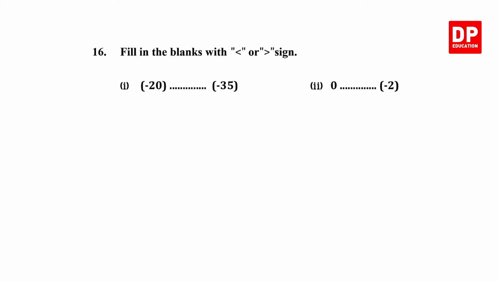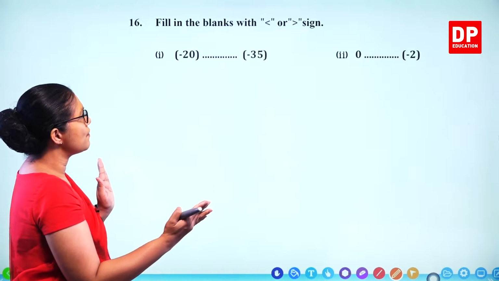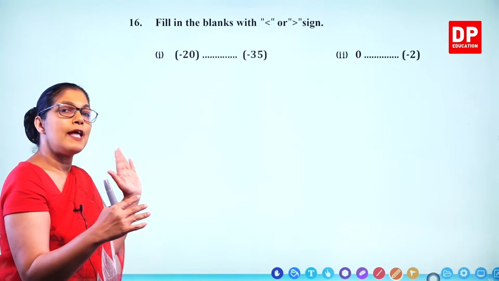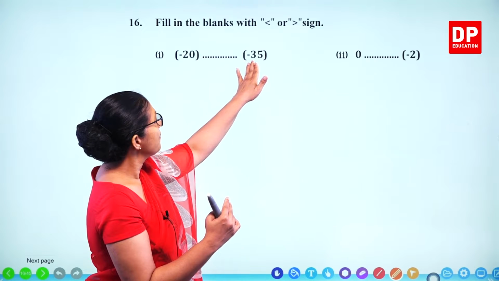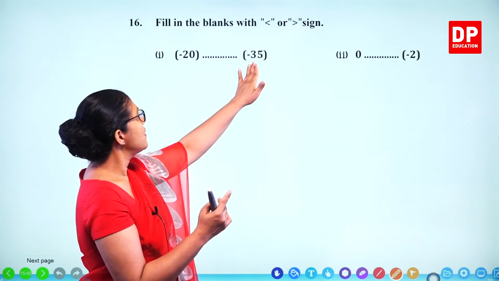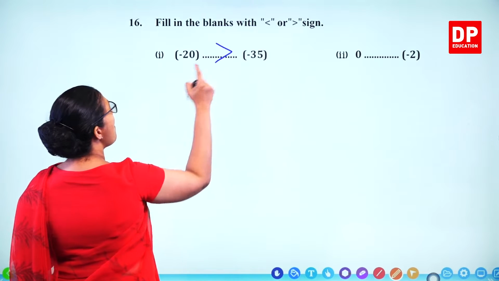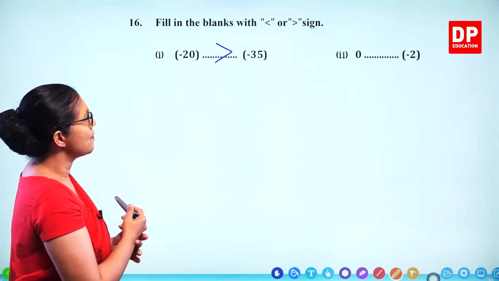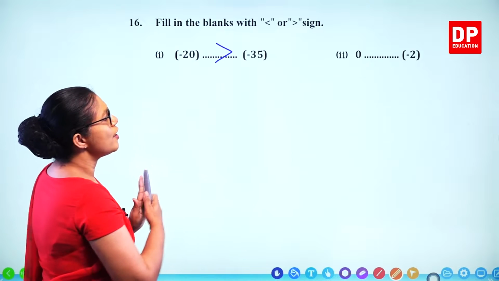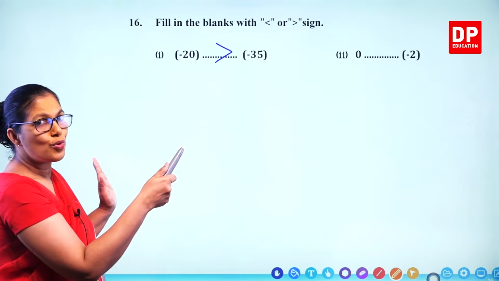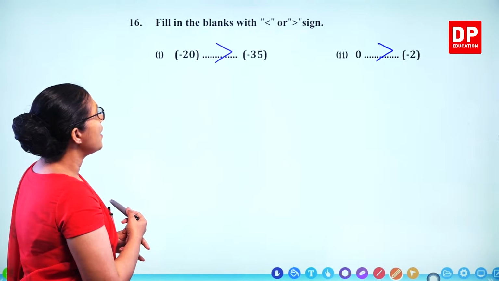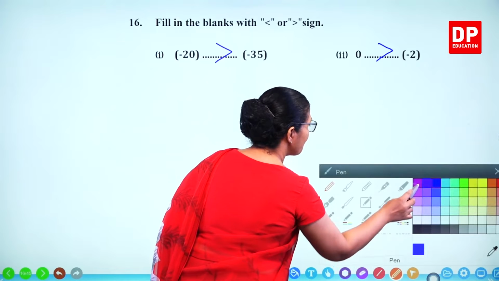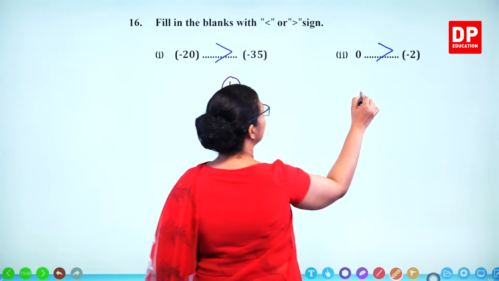Question number 16. Fill in the blanks with less than sign or greater than sign. Minus 20 and minus 35. When you take the number line, the left hand side number is always less. So left hand number is here. When you compare these two, so this is less. That means minus 20 is greater than minus 35. 0 and minus 2. 0 is to the right compared to minus 2. So 0 is bigger than minus 2. Greater than minus 2. 1 mark each.